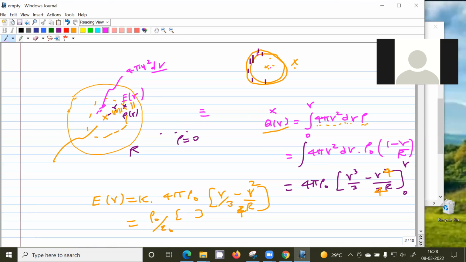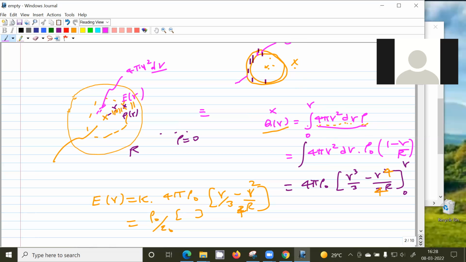This is a standard concept of integral. So the volume of the spherical shell is 4 pi r square into dr. The total charge in the spherical shell is rho into 4 pi r square dr. Is that clear? It is actually dq, the dq of this shell.